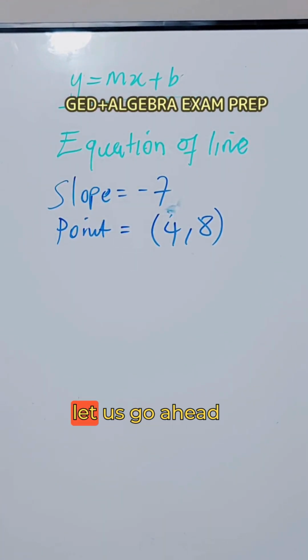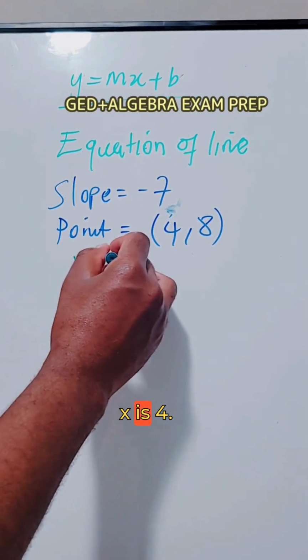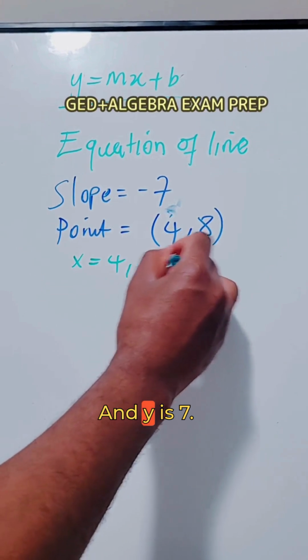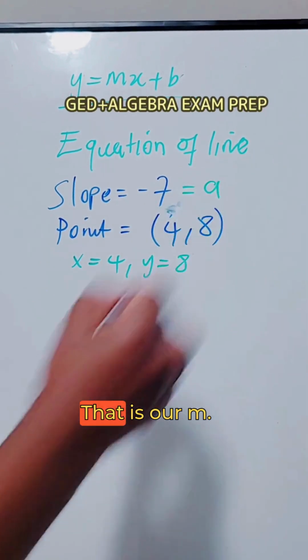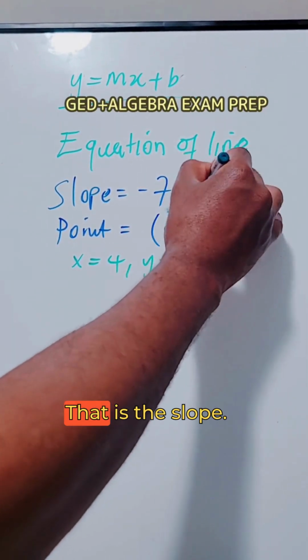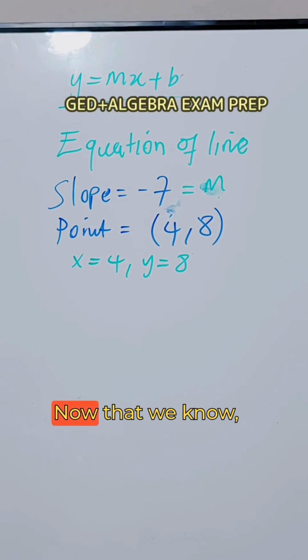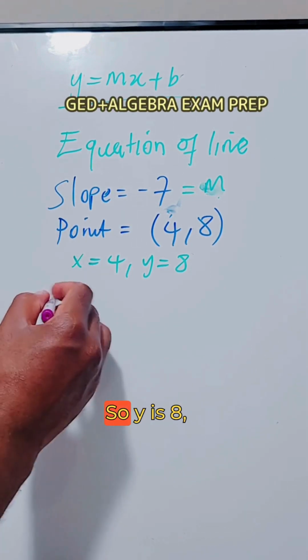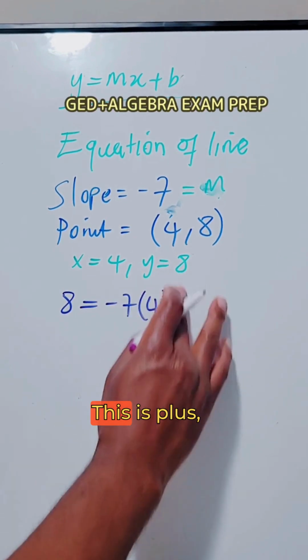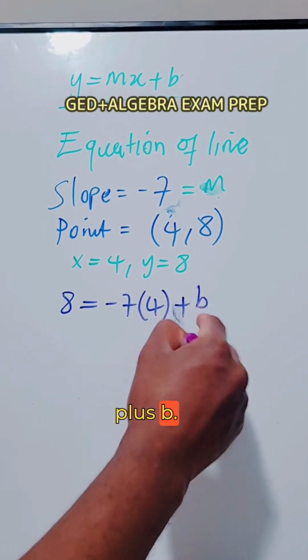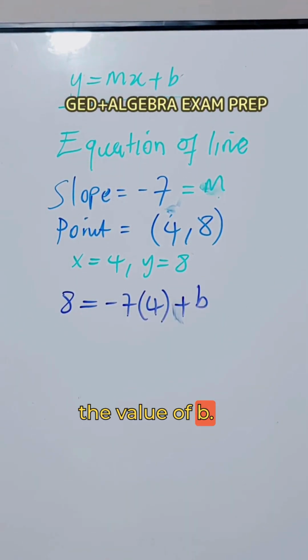Okay. So let us go ahead and write this. So here our x is 4 and y is 8. That is our m. That is the slope. Now that we know what is happening here, we can just plug in, right? So y is 8, the slope is negative 7, and x is 4. This is plus b. So we just look for the value of b.